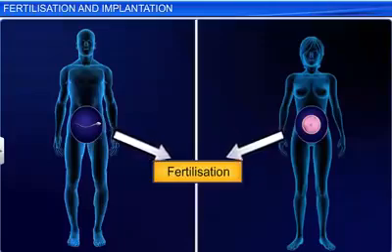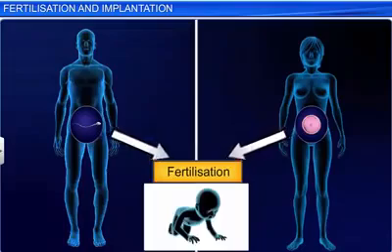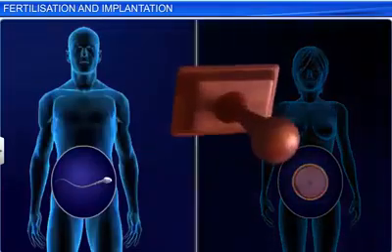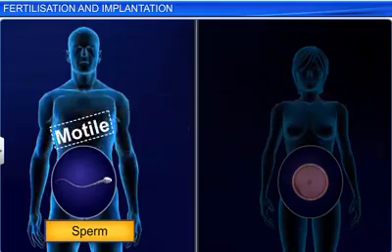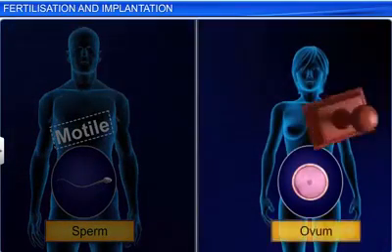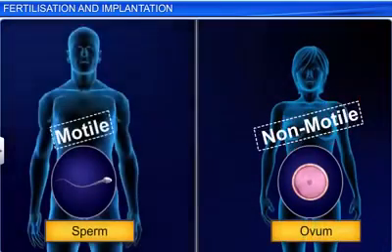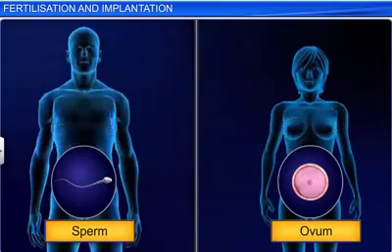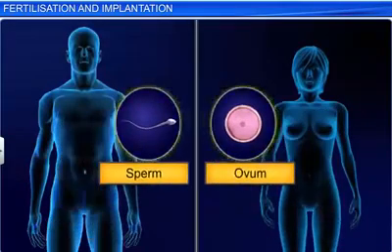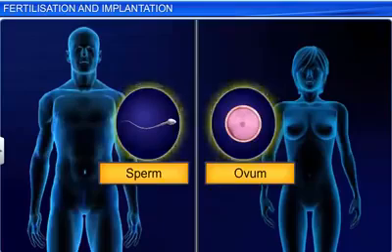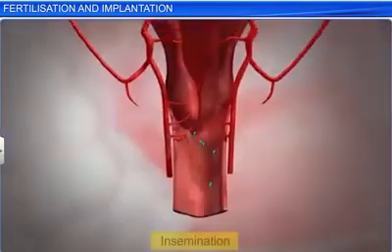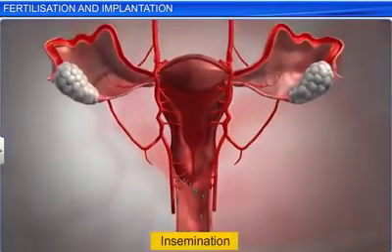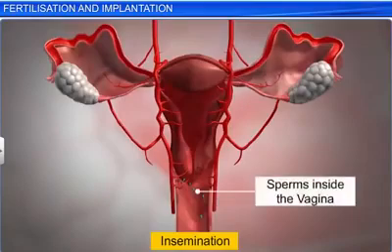Fertilization, or fusion of gametes, is the most vital event in the process of sexual reproduction, as it results in new life. In humans, while the male gamete or sperm is motile, the female gamete or ovum is non-motile. Therefore, for fertilization to occur, the two gametes must be brought together. This is achieved through insemination, where the penis releases semen filled with thousands of sperms into the vagina.